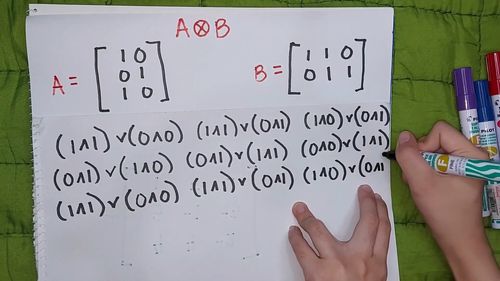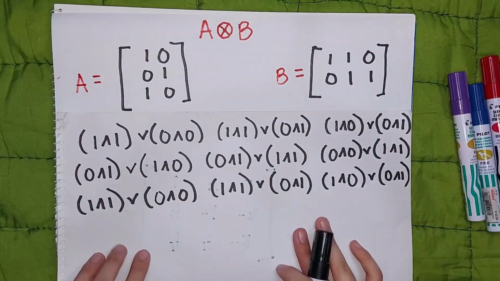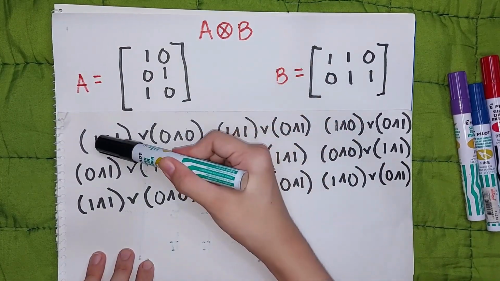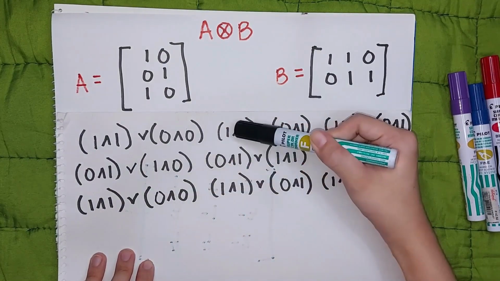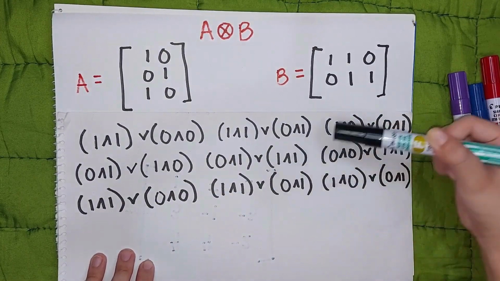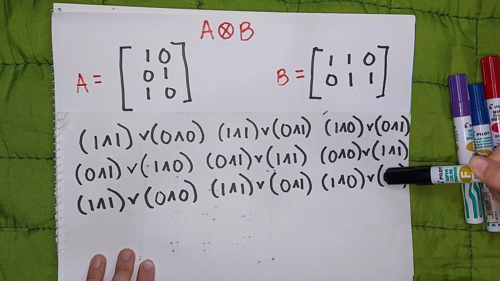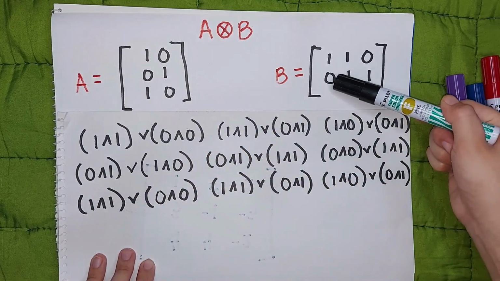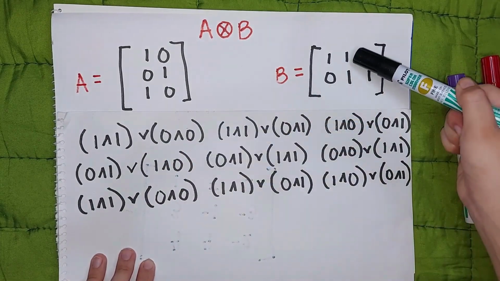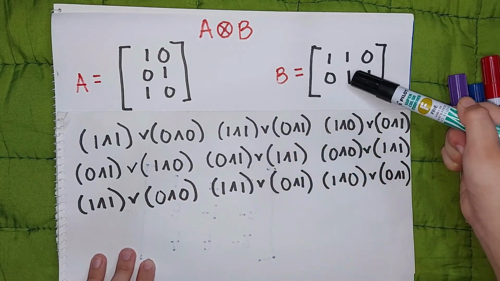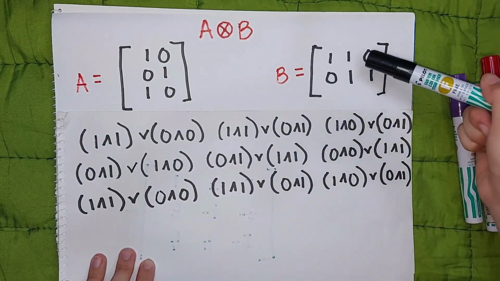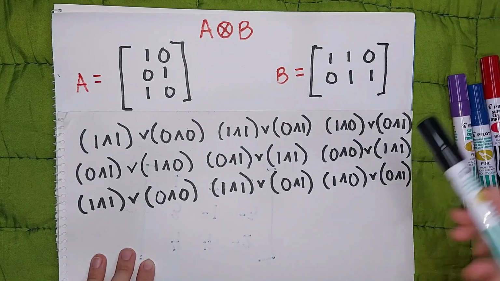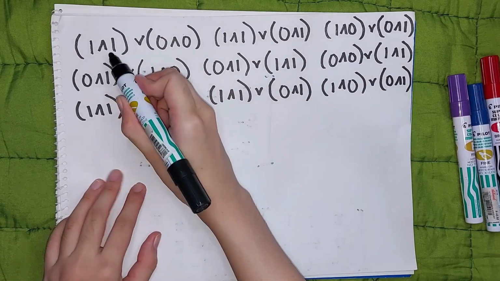To check if it is correct, here's the technique. So it's 1 0 1 and 0 1 0. 1 and 0, 1 and 0, 0. 1 and 1, 1 and 1, 1. 0 and 1, 0 and 1. Okay, it is correct. Let us now simplify this.